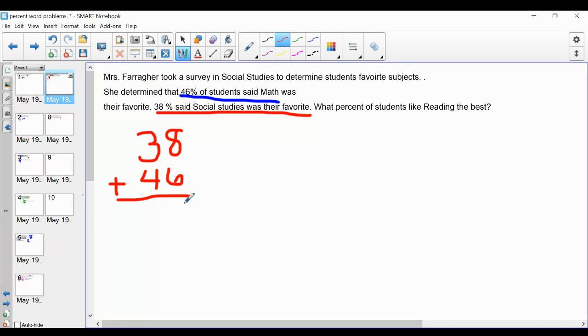8 plus 6 is 14. Carry the 1. 1 plus 3 is 4. Plus 4 more gives me 8. So this is the percent that has answered. Now we have to find the remaining. We take 100 and we subtract 84. So we have to borrow to make this a 10. This becomes 9. 10 minus 4 is 6. 9 minus 8 is 1.